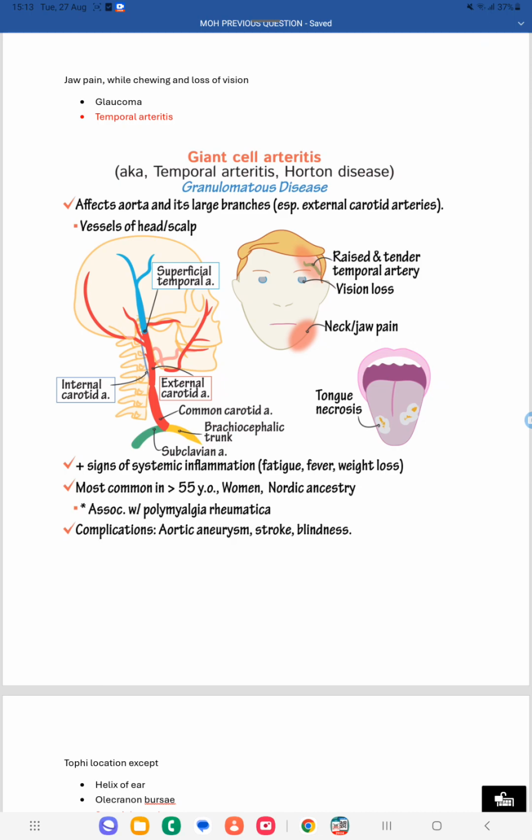Then the investigations: you can do a blood test. Because of the inflammation you will see increased ESR, increased C-reactive protein, and anemia. The gold standard investigation for identifying temporal arteritis is temporal artery biopsy.